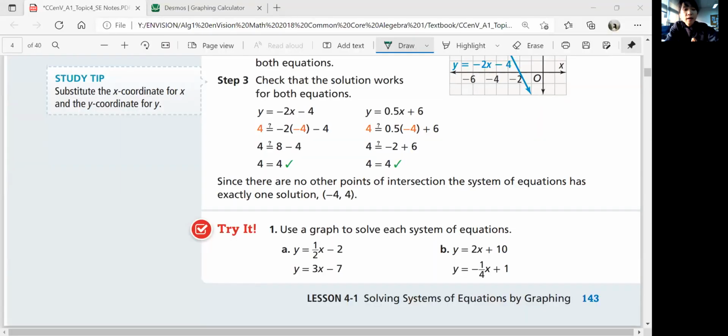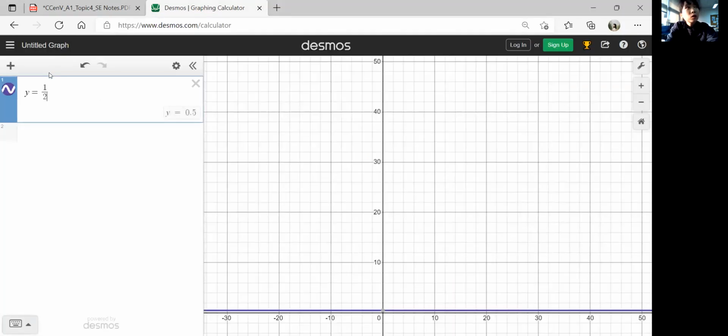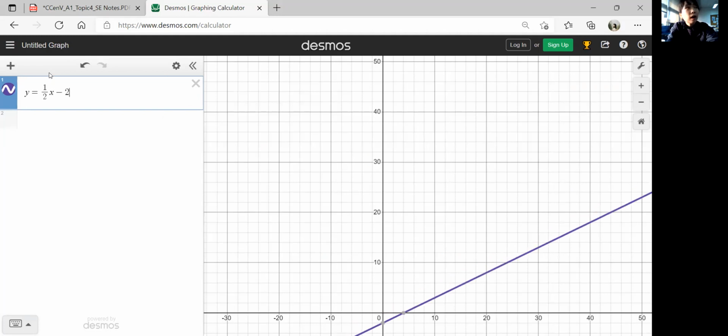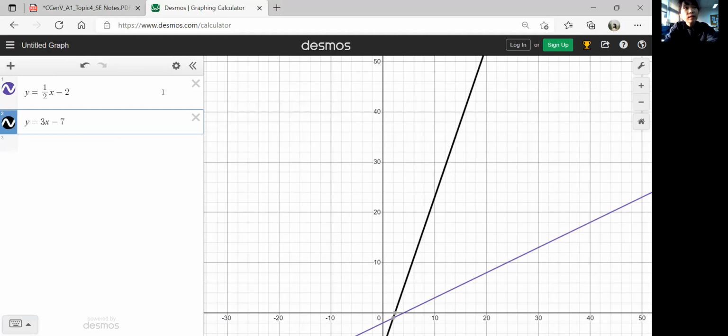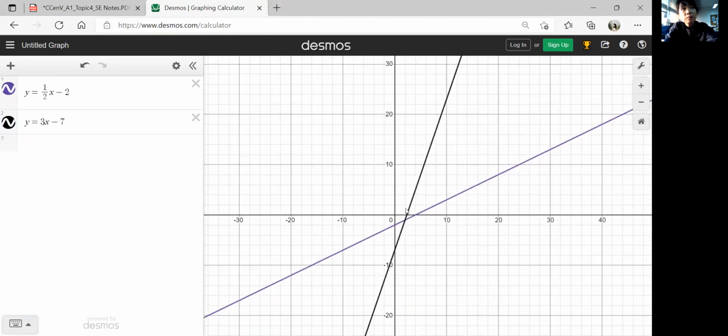Okay, part A. You're gonna graph y equals 1/2 x minus 2 and y equals 3x minus 7. So let's put that in decimals because it's easy to graph this way. That is y equals 0.5x minus 2. You have a positive slope and your y-intercept starts at -2. Your second line is y equals 3x minus 7. Your y-intercept is -7, and you have a steep slope of 3. Okay, it's going up faster than the first one.